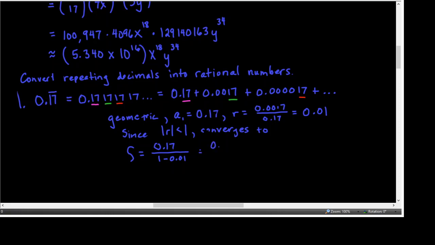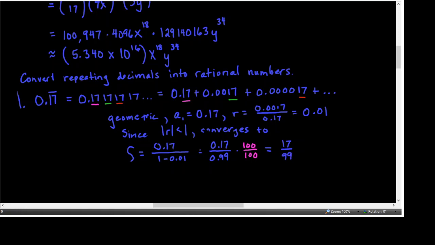So that's 0.17 over 0.99. And if you multiply that by 100 to move the decimal point 2 places over, that gives you 17 over 99.